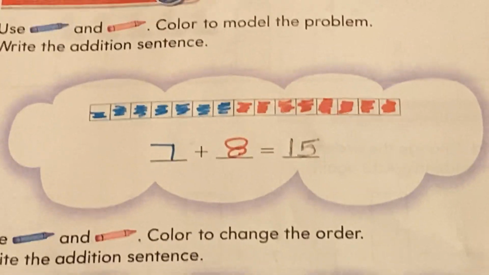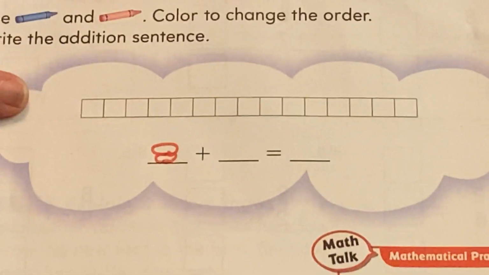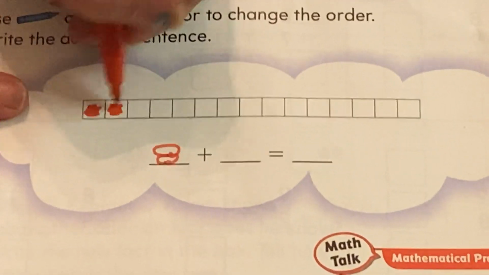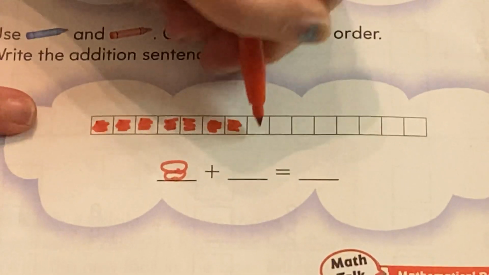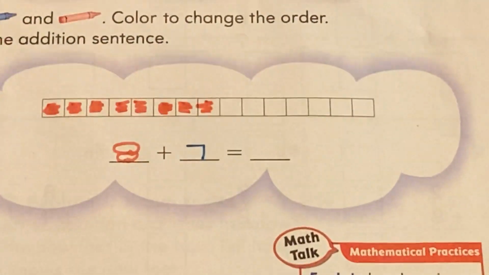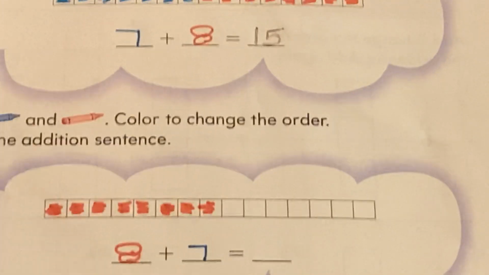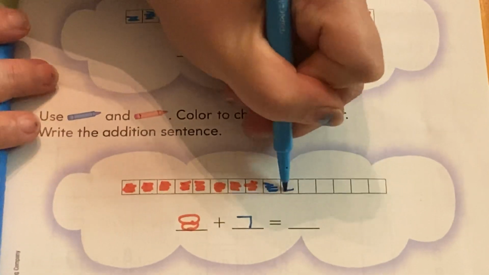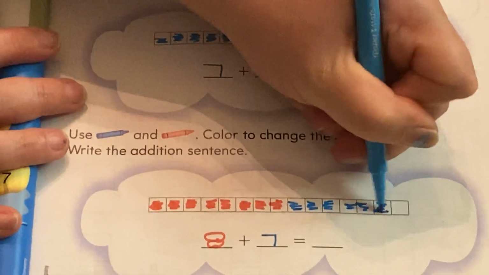Now we're going to flip those and see if they change. So now I'm going to put my 8 reds as my first number. My 8 add-ins are going to be my first number. 1, 2, 3, 4, 5, 6, 7, 8. And my 7 blue birds are going to be my second add-in. So I'm just flipping the order. Do you see here how I switched? So I'm going to have 1, 2, 3, 4, 5, 6, 7.